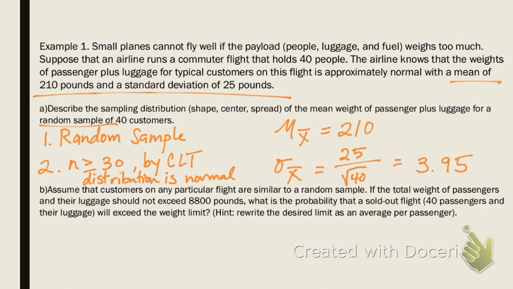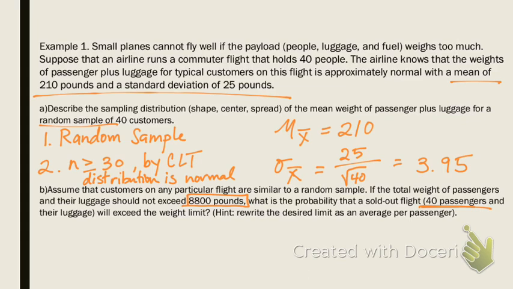So if we had to find the z-score for this, what would we do? You would plug in to the formula. Okay. Now it says assume that customers on any particular flight are similar to a random sample if the total weight of passengers and their luggage should not exceed 8,800 pounds. What is the probability that a sold out flight, so 40 passengers, will exceed the weight limit?